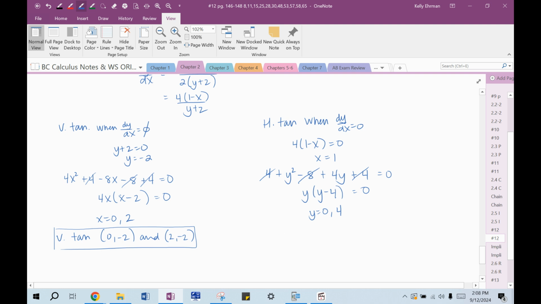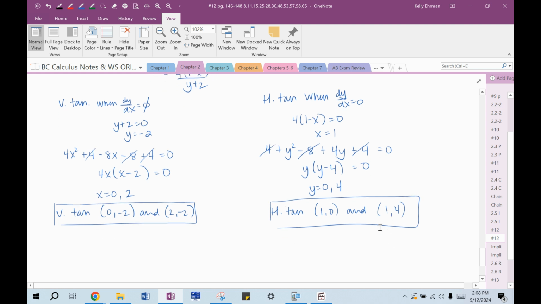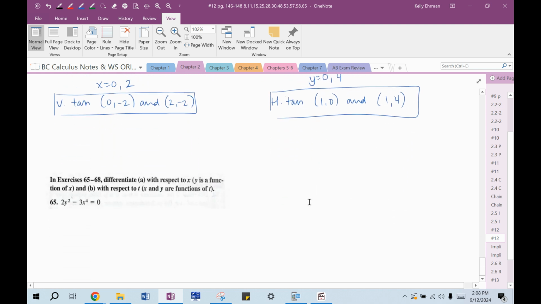So charge up my pen here. So we have horizontal tangents at (1, 0) and (1, 4). See, I almost mixed it up there. All right. You don't want to do all that work and then get the answer, lose 1 point because you mixed up your coordinates. That would be silly.